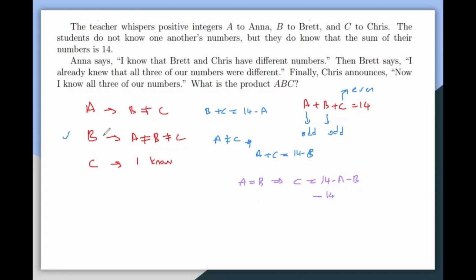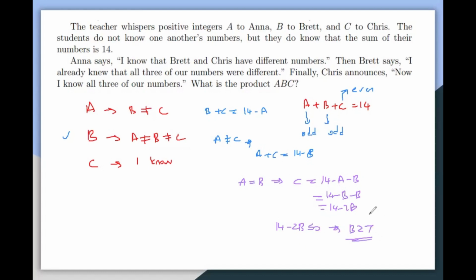But we are saying that A and B are equal, so now we know we are talking about Brett. Let's write those in terms of B. If A is B, then that will be 14 minus B minus B, which is 14 minus 2B. So Brett knows that if A and B are equal, which we are assuming, C will be 14 minus 2B. And we want this to be impossible. How is this going to happen? 14 minus 2B has to be at least 0. With that in mind, B has to be at least 7.